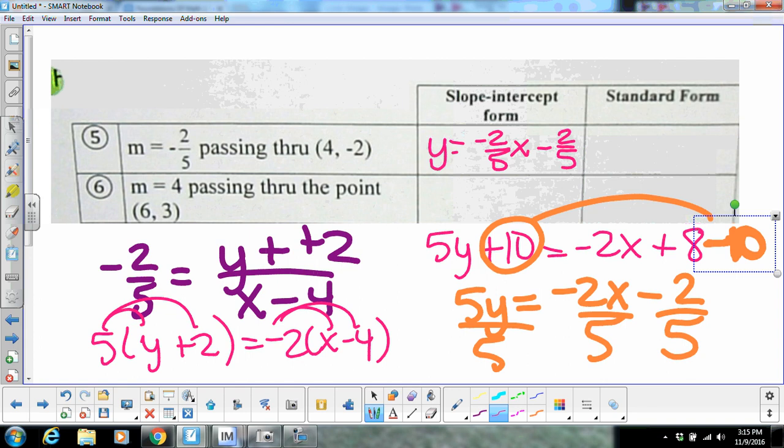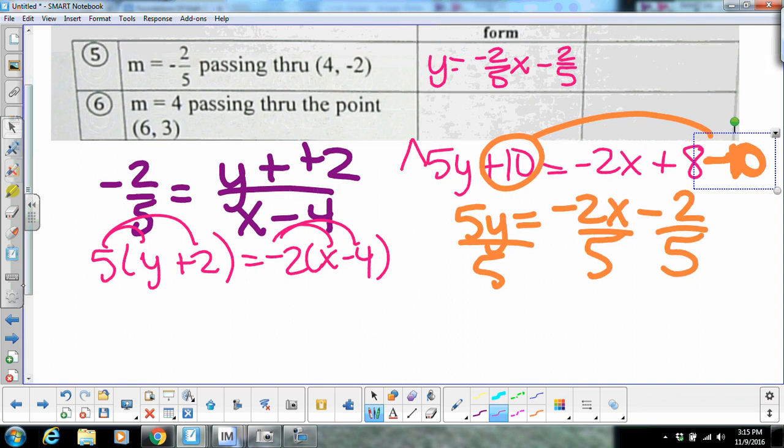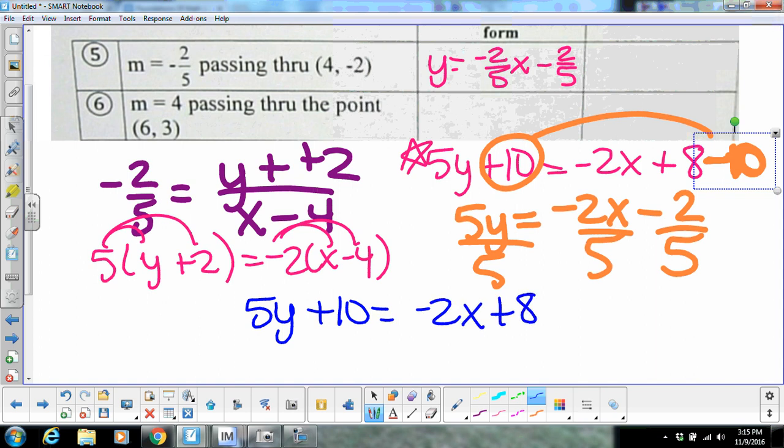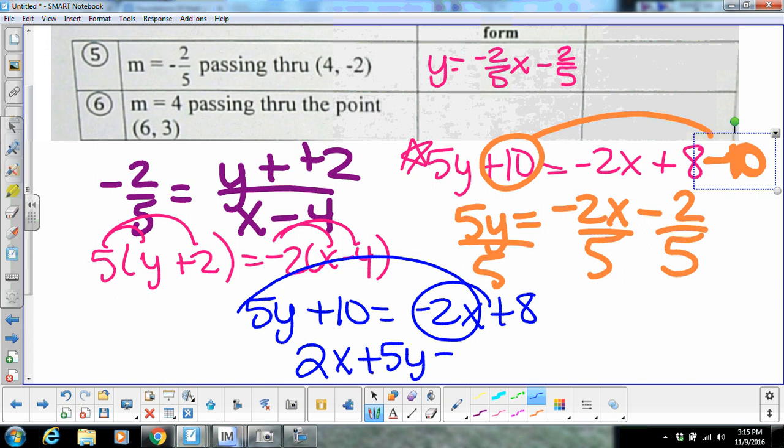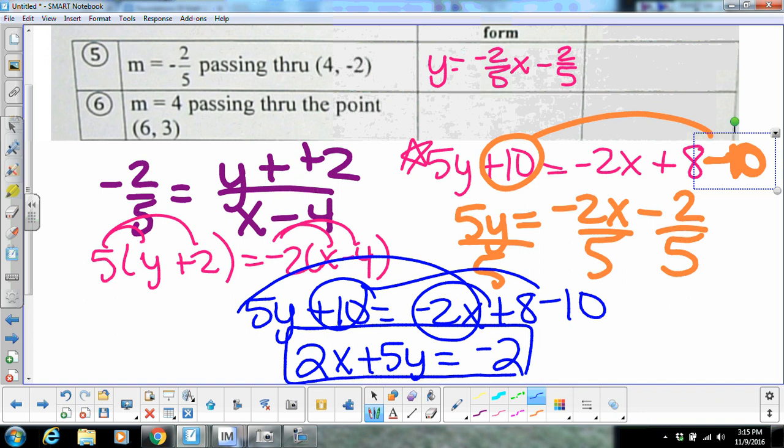Now, when I go to do standard form, I'm actually going to start from this point right here. So I'm going to start from 5y plus 10 equals negative 2x plus 8, and I'm going to rearrange from here. So I'm going to pull my 2x over and make it positive, leave my 5y positive, subtract my 10, and it gives me negative 2. So you'll do the same thing for problem number 6.